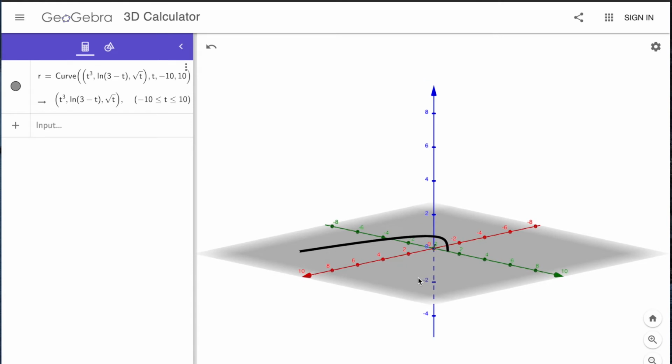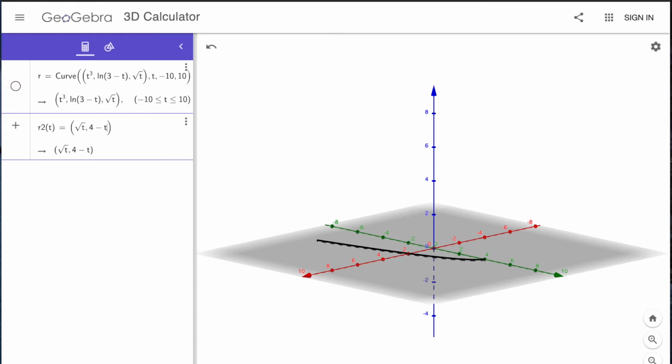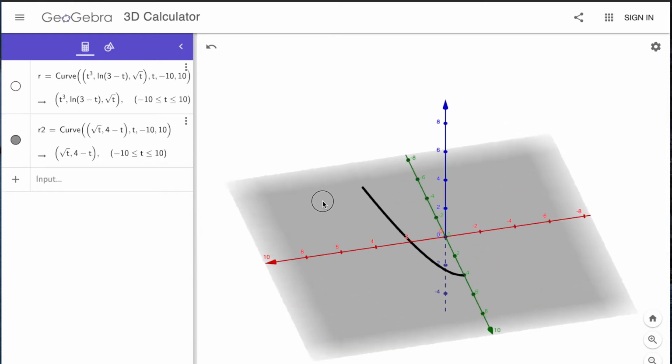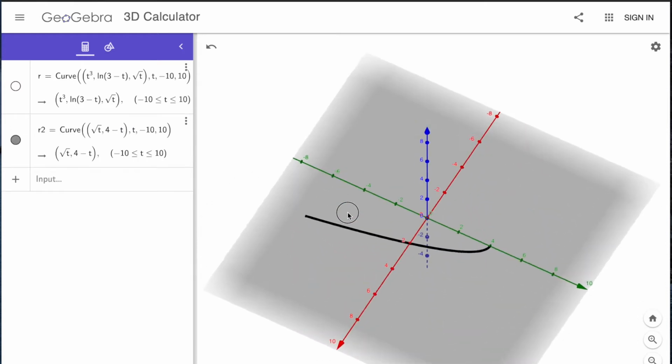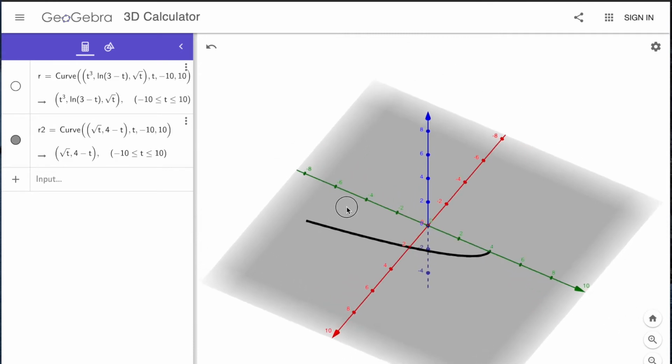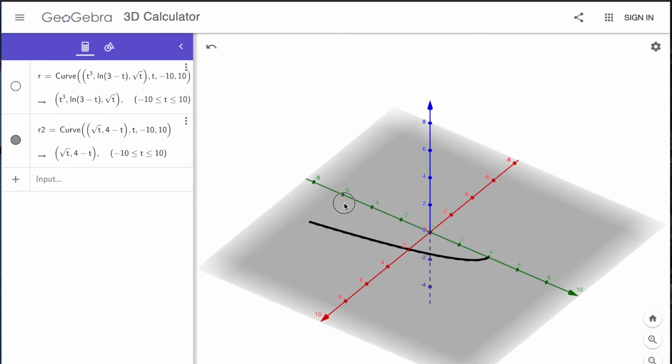All right, so if I'm trying to look for 2 components, I'm going to have to rename it as r of t equals, so we put parentheses, square root t, this was our second example, comma, 4 minus t. We notice that this is a plane curve. It's only living on the xy plane, and it's that half parabola we described.